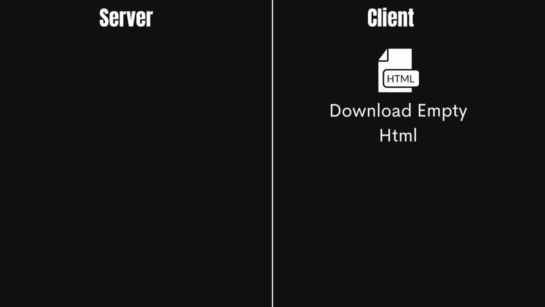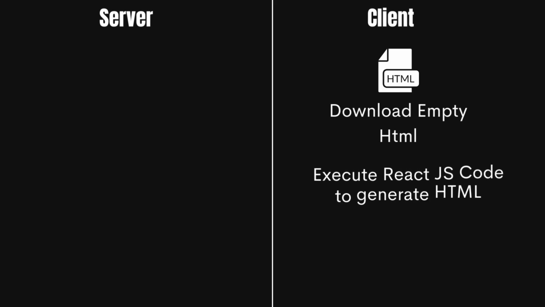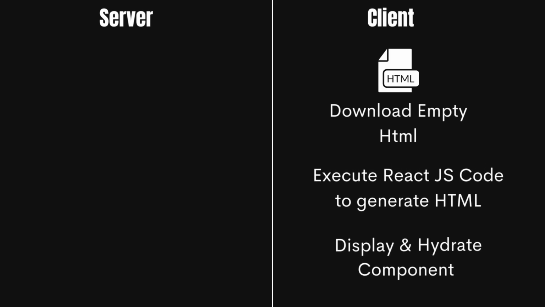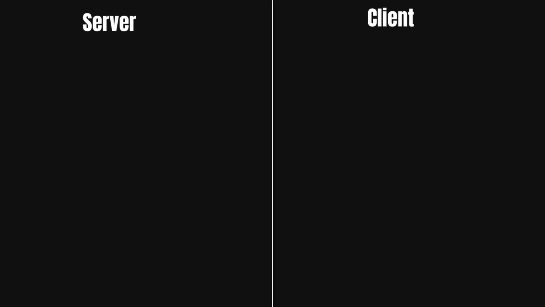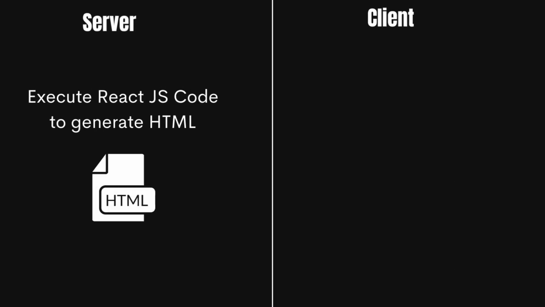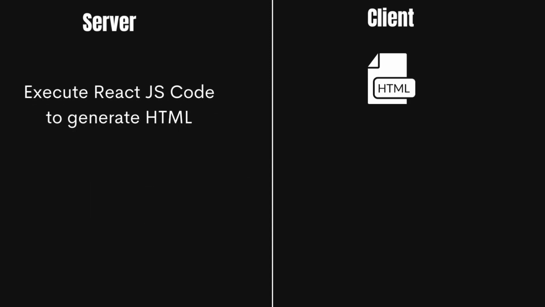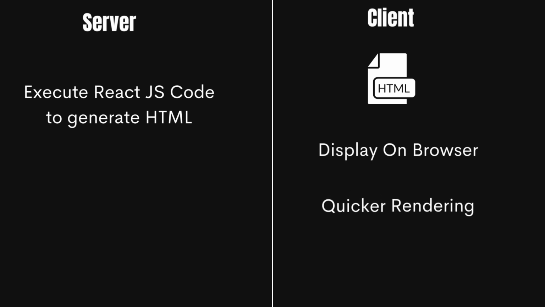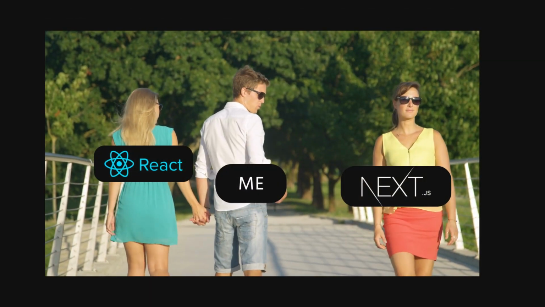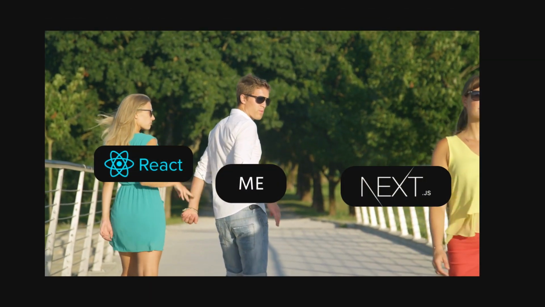Instead of downloading an HTML document and running our JavaScript code to generate our component, server components execute our React components code on the server. They send the fully generated HTML documents to be displayed on our browser without requiring additional JavaScript for hydration, leading to vastly quicker rendering. It's worth noting, however, that client components in React and Next.js work differently.